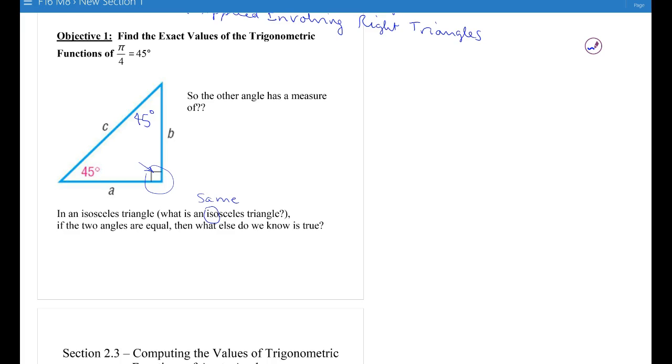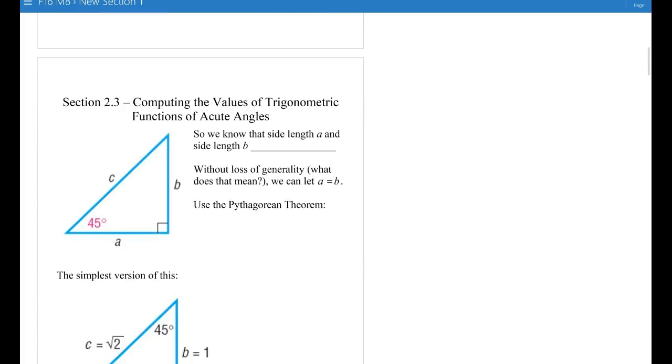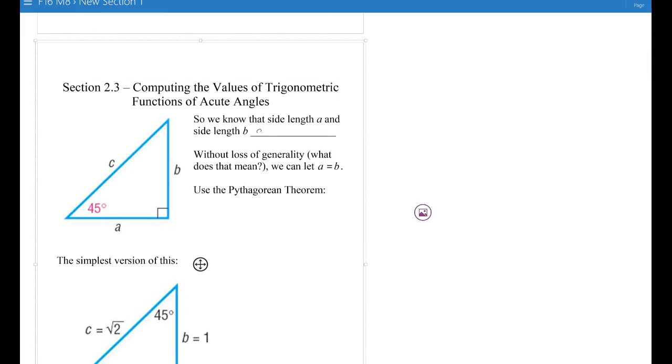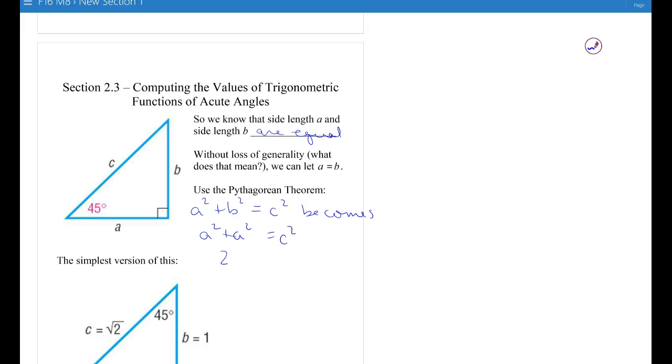So we know that side A and side B are the same length. So the side lengths of A and B are equal. And without loss of generality, it doesn't matter if we use A or B, since they're the same. So the Pythagorean theorem, which would say a squared plus b squared equals c squared, becomes a squared plus a squared equals c squared. So 2a squared equals c squared.